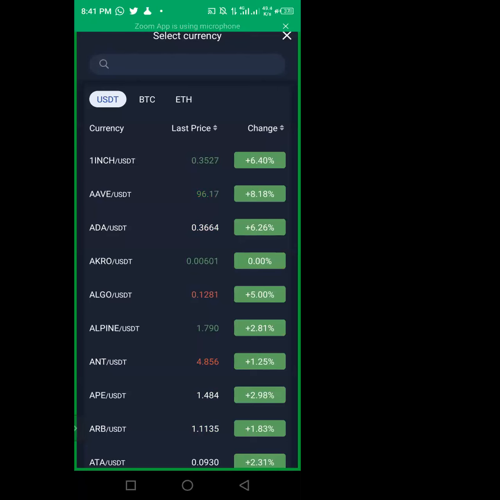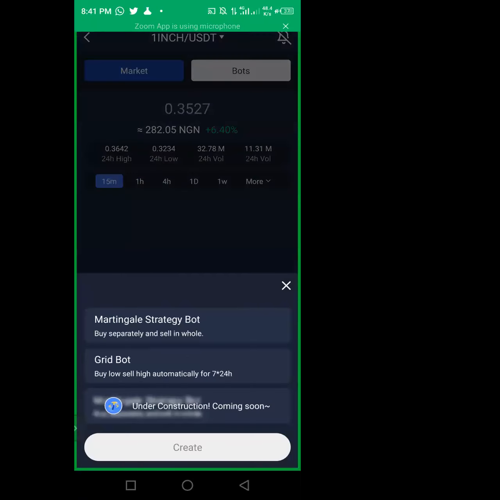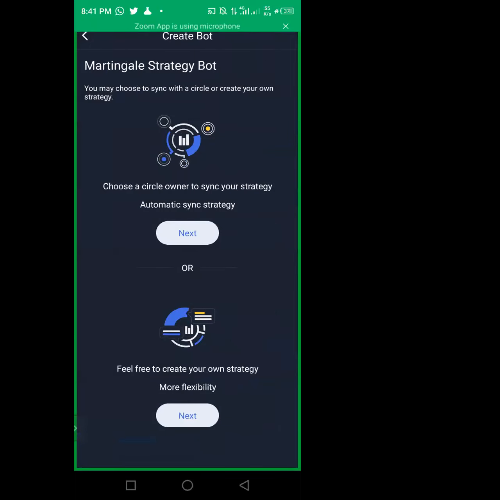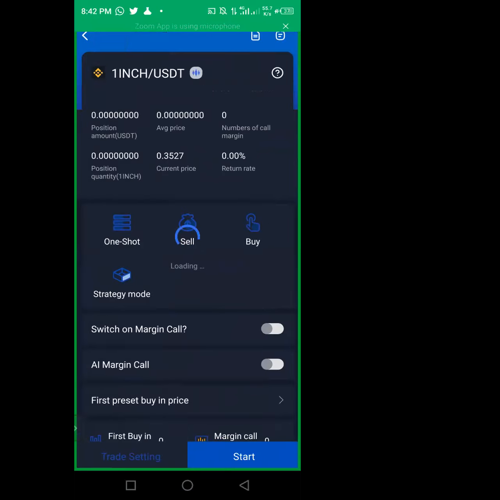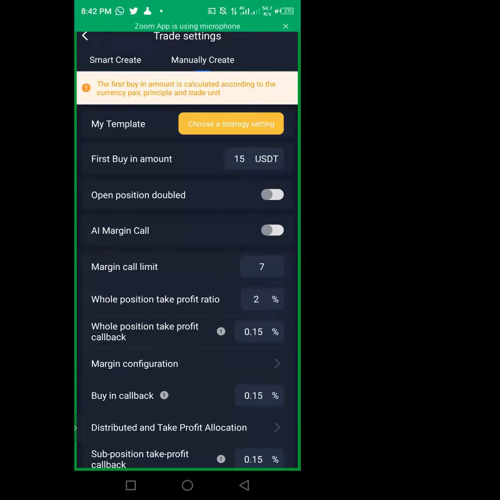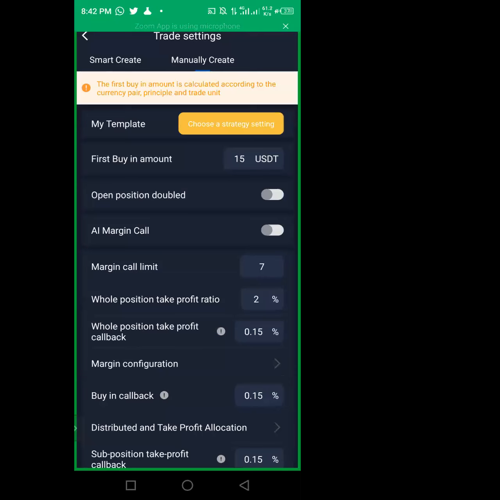Let me click on any coin here. Okay, so this is 1inch. Let me click on create, martingale strategy, create. Feel free to create your own strategy, more flexible. Next. If I click on trade settings, some people might see their own on smart create. Please change it to manually create.